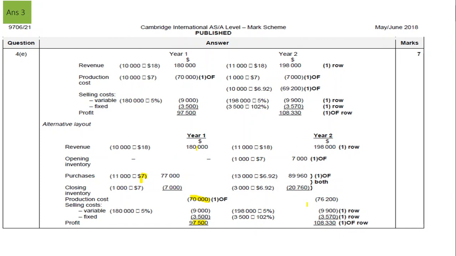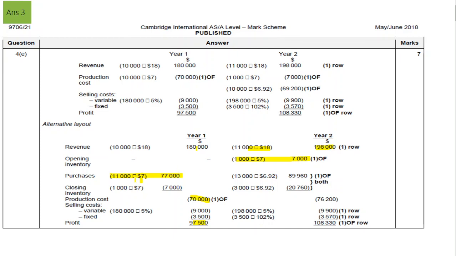In year 2, what has happened? See here, in year 2 there are your sales of 11,000. So 11,000 into selling price per unit, which remains the same. You get this. And then opening stock, whatever you get in year 1, make sure you put in year 2. It has to be the same, this one. Don't end up multiplying this with 6.92. It is only done for the first year, not for the second year.